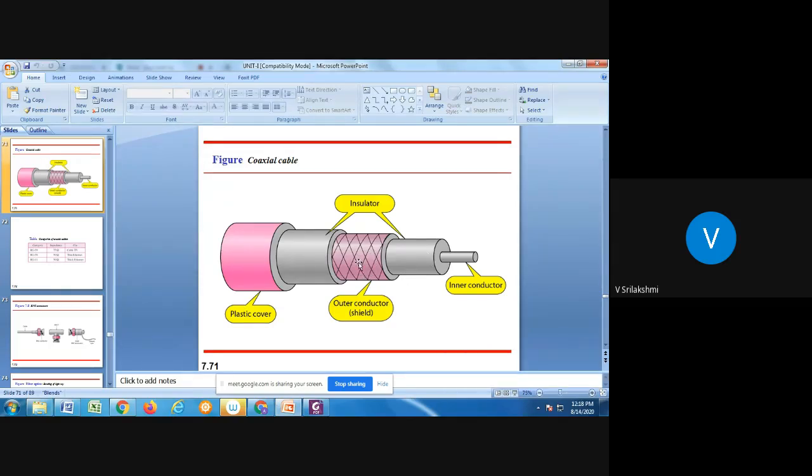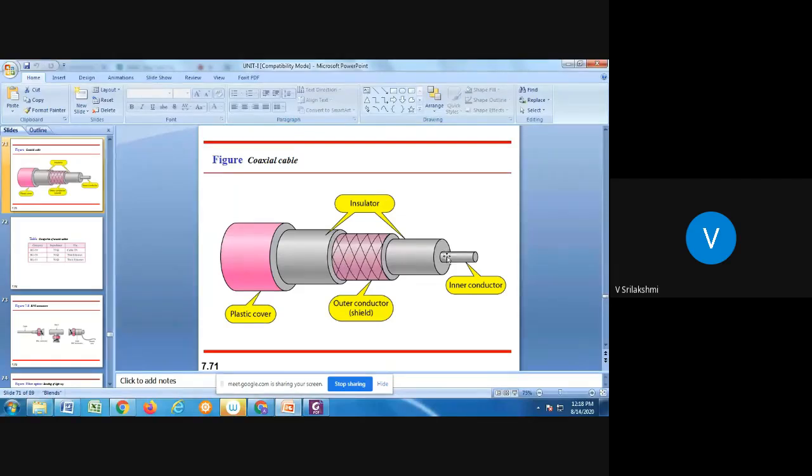Again, this outer conductor is also one metal. See here, the outer conductor of coaxial cable is also one more metal. And again, that outer conductor is covered with one insulator. Again, it will be like some material or rubber or whatever it may be. And this insulator is again covered with a plastic cover. So this is how the coaxial cable covering will be done for an inner conductor. And this is the structure of your coaxial cable.